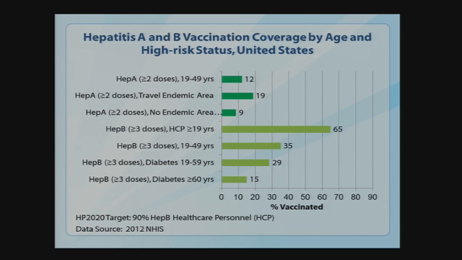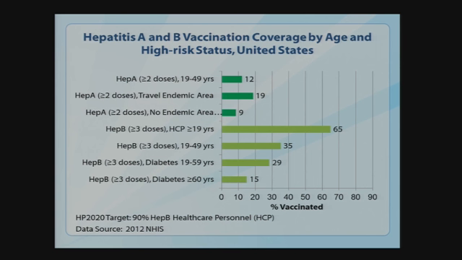Hepatitis B coverage among healthcare personnel 19 and older was 65%, and this estimate was similar to that from 2011. Hep B coverage among persons 19 to 49 years, rather, was 35%, and this estimate was similar to 2011. Among persons with diabetes, hepatitis B vaccination was similar to estimates from 2011, highlighting the need to increase awareness of the higher risk for acute hepatitis B in that group and the need for vaccination.